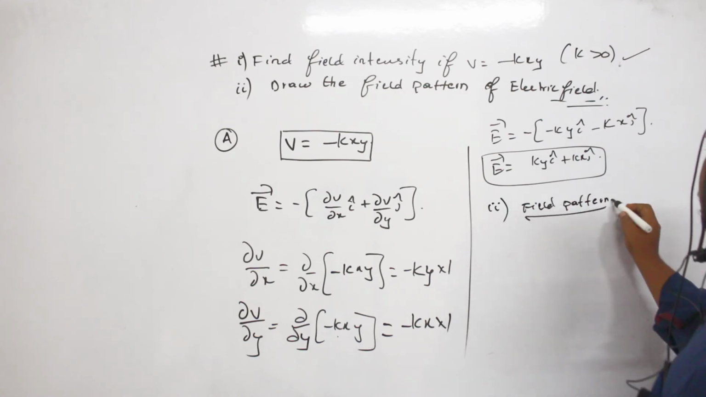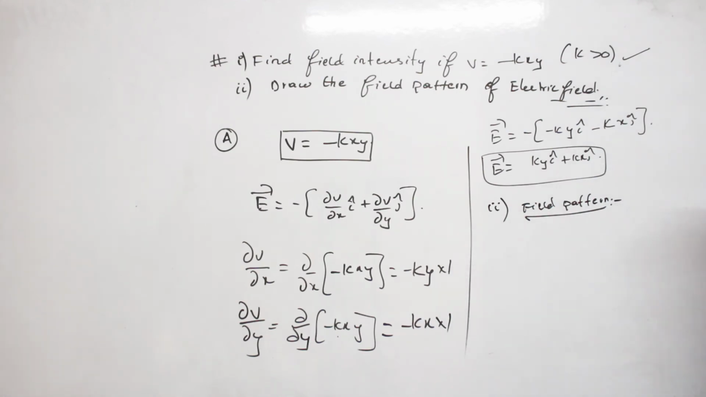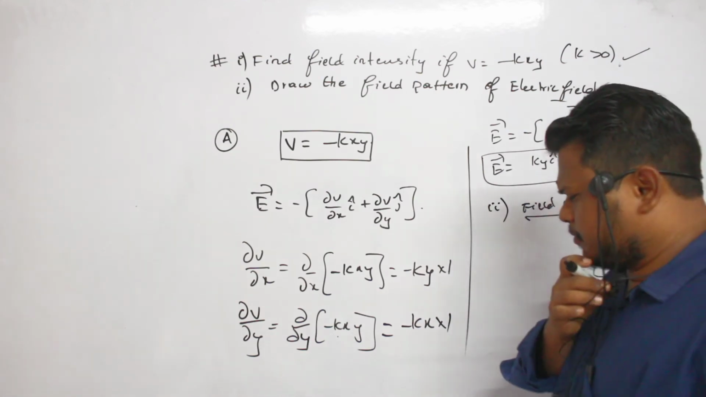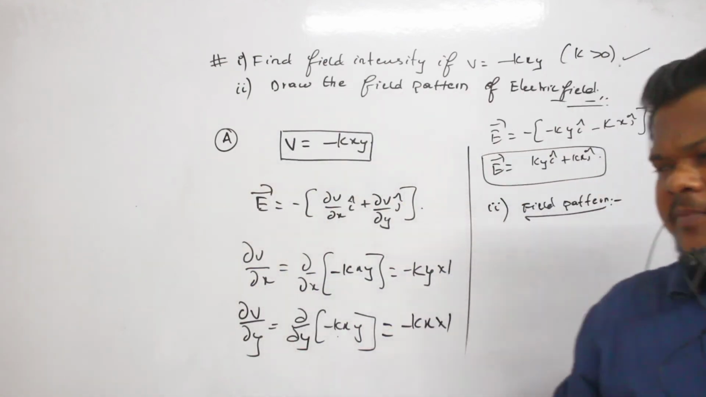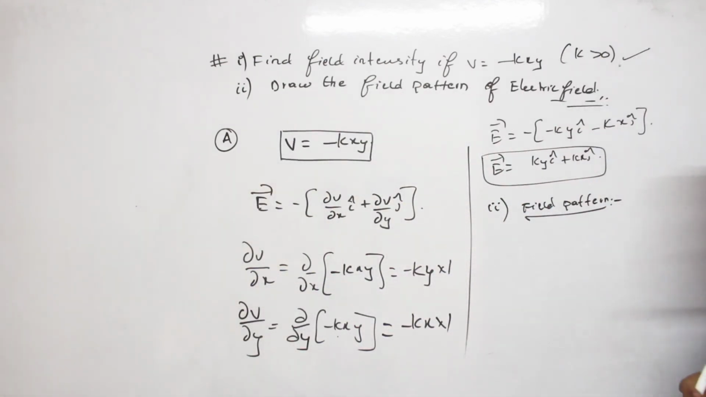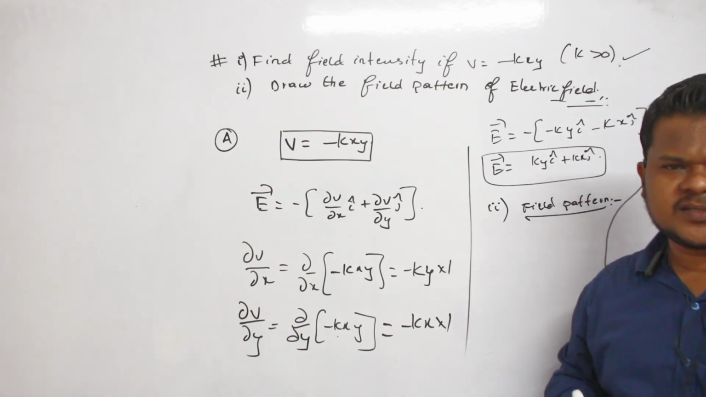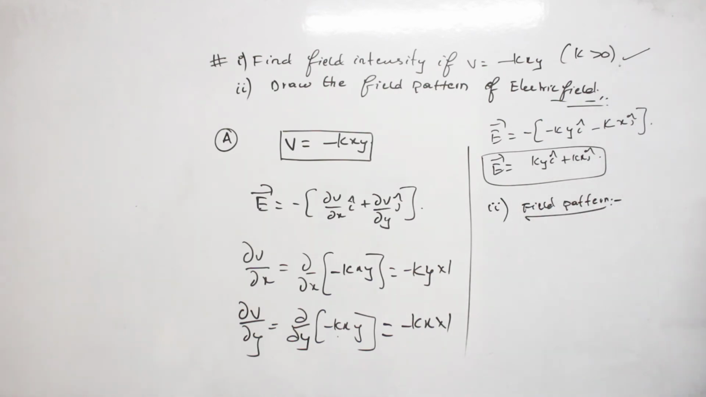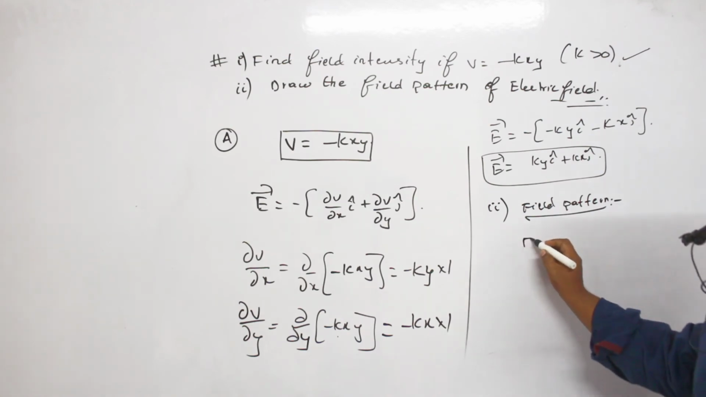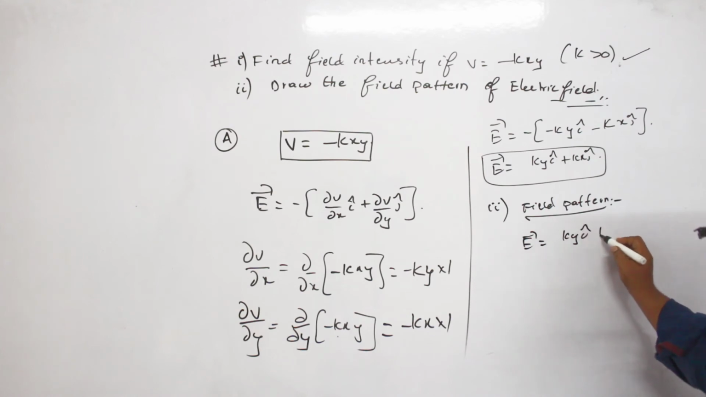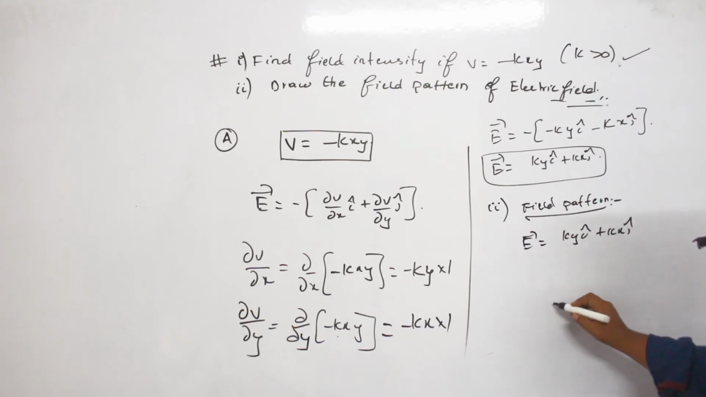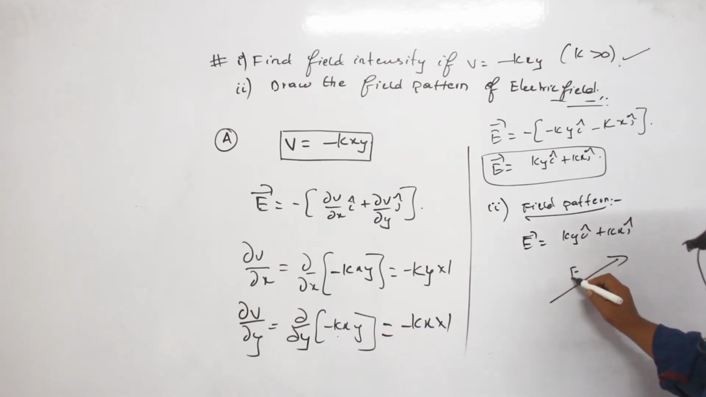Very simple. First of all, we will try to calculate the relation between x and y. If I can find the relation between x and y, then very easily I can say the type of graph that exists between the electric field with respect to the x-axis or y-axis. Are you able to understand? So what is the equation of electric field I got? I got ky i cap plus kx j cap. It means that this is the total electric field.